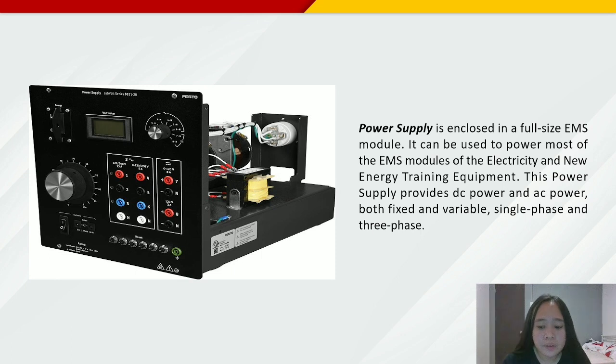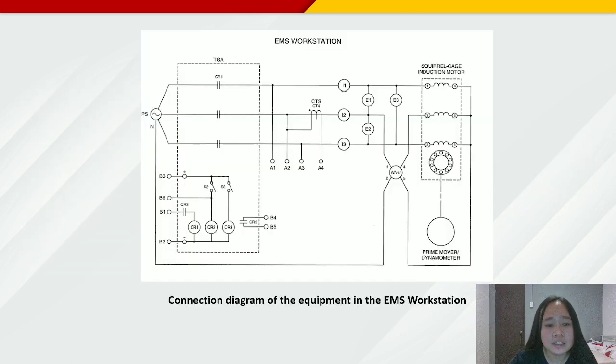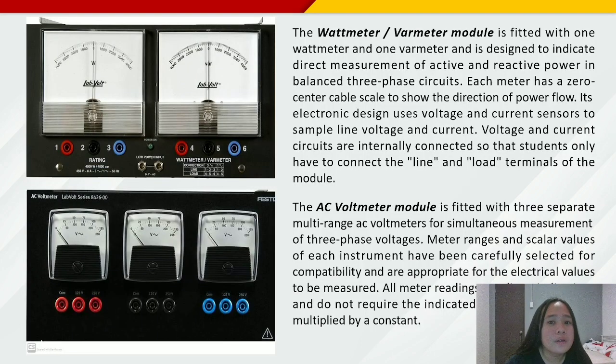Next is the connection diagram of the equipment in the EMS workstation. The components that we are going to use are the transmission grid, squirrel cage induction motor, prime mover or dynamometer, and also the watt meter or var meter, and so on. So let us discuss these components.